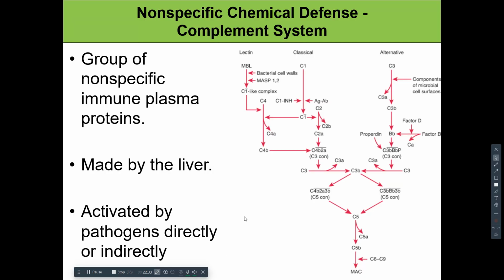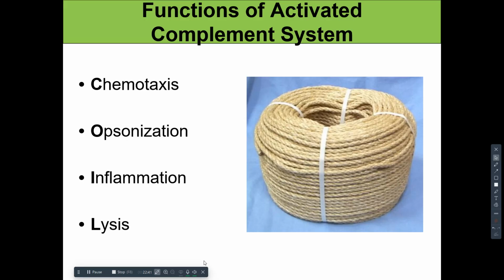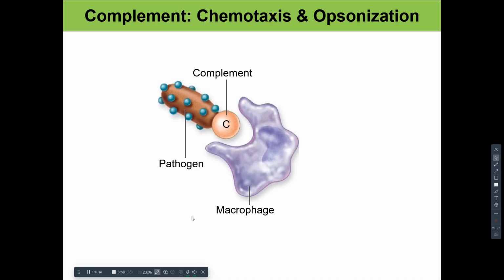Now, what we're really interested in is what activated complement proteins do in terms of how they protect us. I've got 4 basic functions of activated complement, and my mnemonic device for that is the word COIL. So my 4 basic functions are chemotaxis, which we just mentioned a moment ago for interferons, opsonization, which we talked about a few slides ago, inflammation, and lysis.